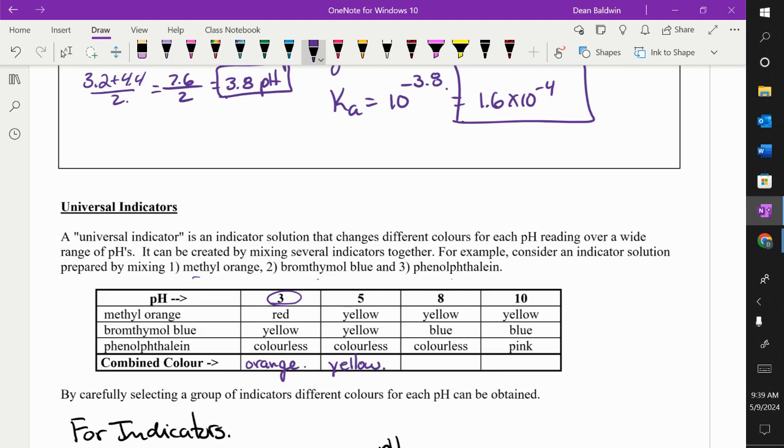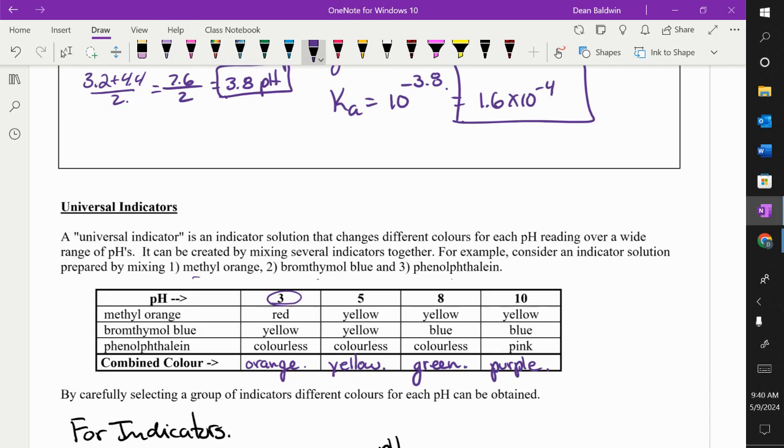At pH 8, methyl orange is yellow, bromothymol blue is blue, and phenolphthalein again is colorless. Yellow and blue will give me a green. And at pH 10, methyl orange is yellow, bromothymol blue is blue, and phenolphthalein changes to our pink color. Mix those together, we will get a purple.